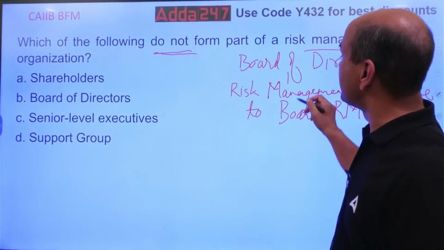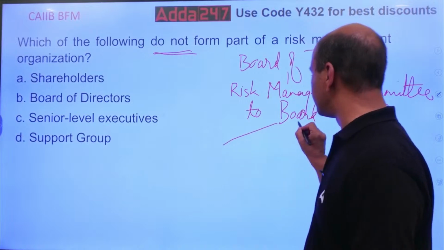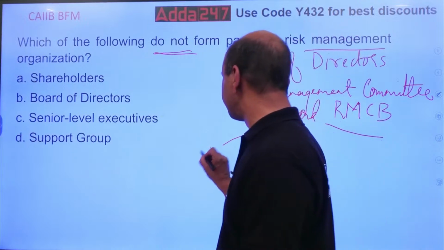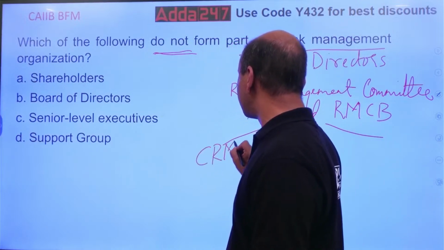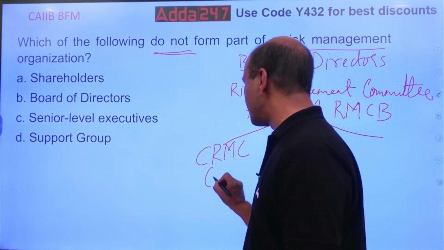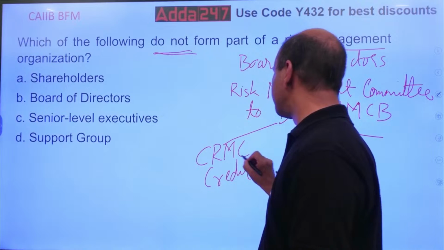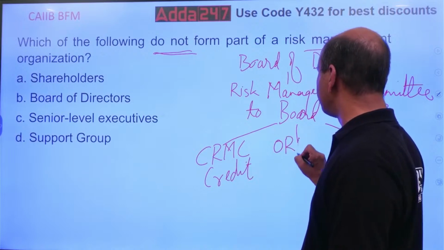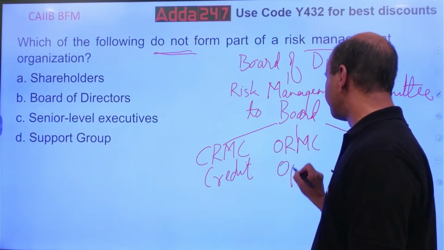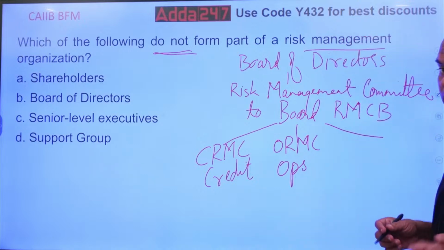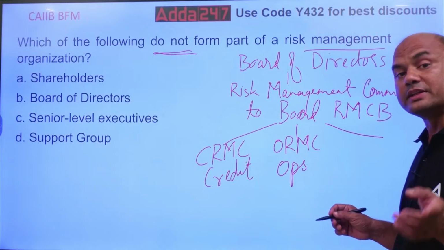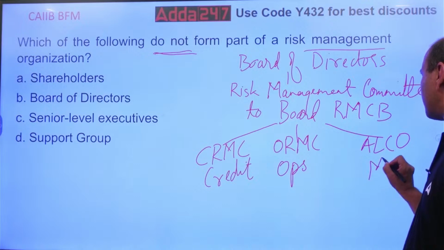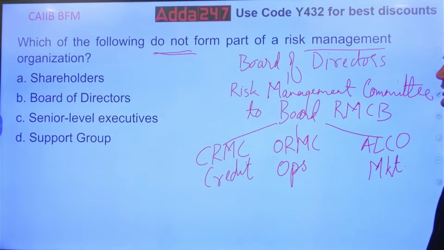Okay. So RMCB. Below this RMCB, there are three subcommittees. Which are those? CRMC. CRMC means Credit Risk Management Committee. I'll just write a short form for credit now. Remaining part is same. RMC, Risk Management Committee. So credit. Second is ORMC, Operations Risk Management Committee. Operations. And third one is Market Risk, but that is not called as MRMC, Market Risk Management. That's called as ALCO. So this measures market risk.